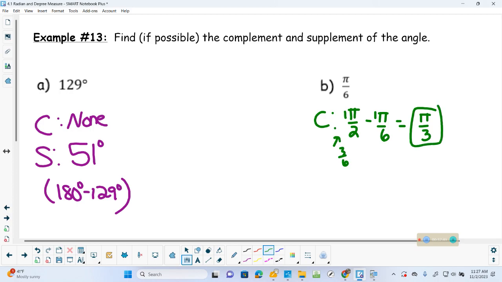Now every year I have some kid ask me, can I put pi over 6, convert to degrees, figure out the complement in degrees, and then convert it back to radians? And I'm like, well, sure, but that sure seems really time consuming versus just working with our fractions. Supplements should add to 180, which is pi in radians. So I'm just going to deduct my angle to see how much more I need. We sure shouldn't need a calculator for this. What's 1 minus 1/6? 5/6.